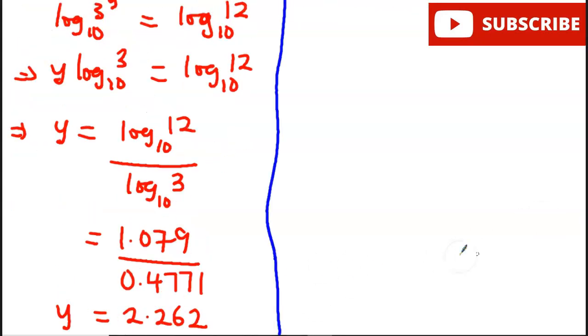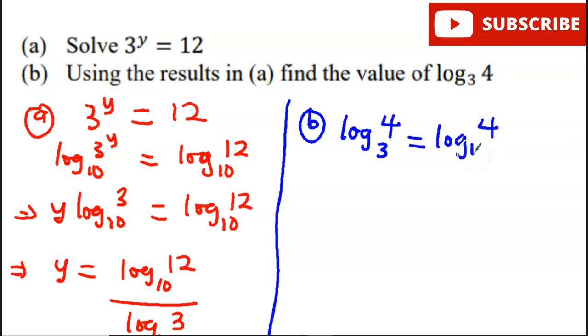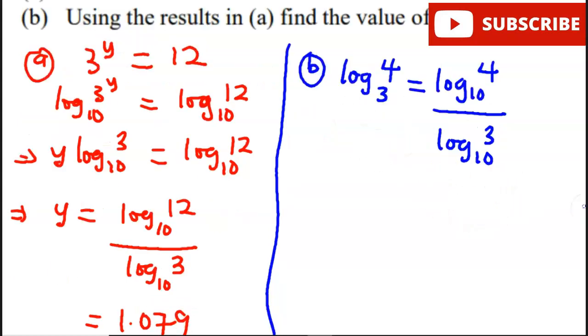So let's check the b part. We have to use the results. Now this is log 4 to the base 3. So what we can do is to change this to base 10. And how do you do that? So log 4 to the base 3, changing the base to 10, will be log 4 to the base 10 over log 3 to the base 10. So that is it. So if you are to use the first part, then let's see something.